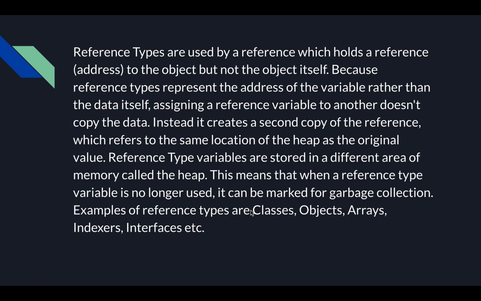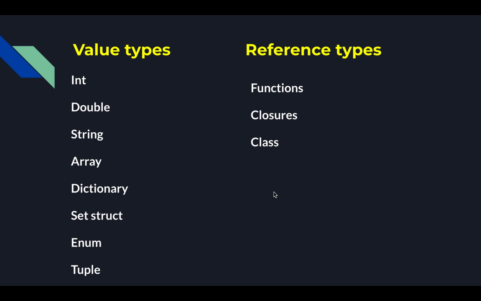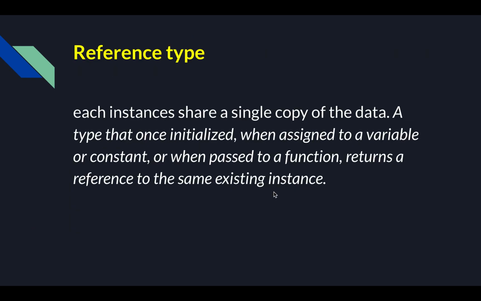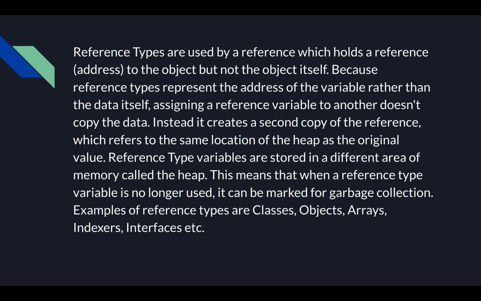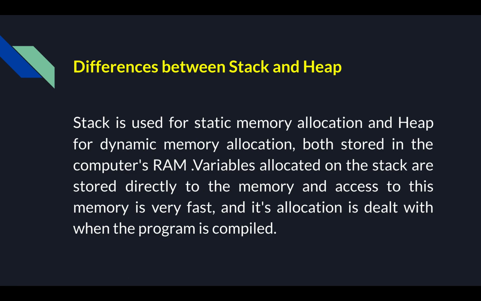Reference type variables are stored in a different area of memory called the heap. This means that when a reference type variable is no longer used, it can be marked for garbage collection. Examples of reference types are class, object, array. In normal computer language we say that classes are reference types, but for Swift programming we are going to discuss what the reference types and value types are in the Swift language. So what is the difference between stack and heap?